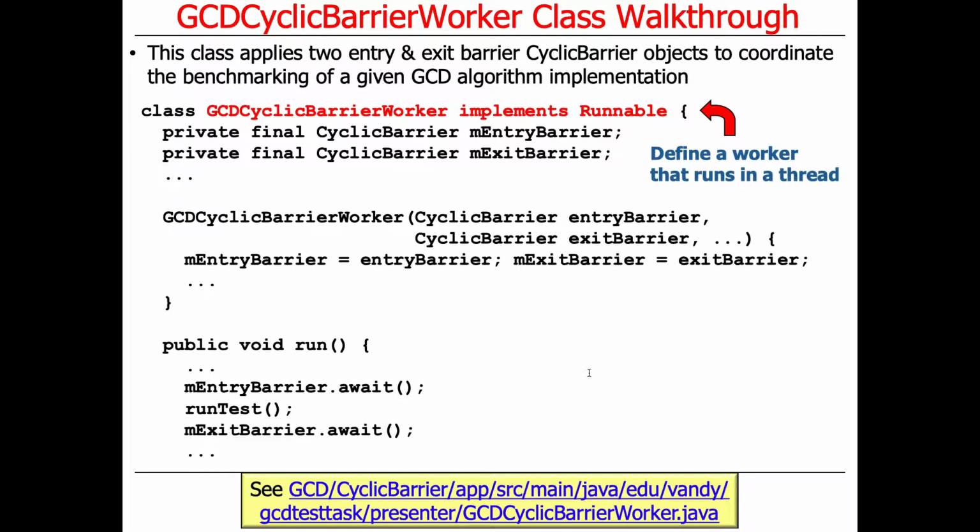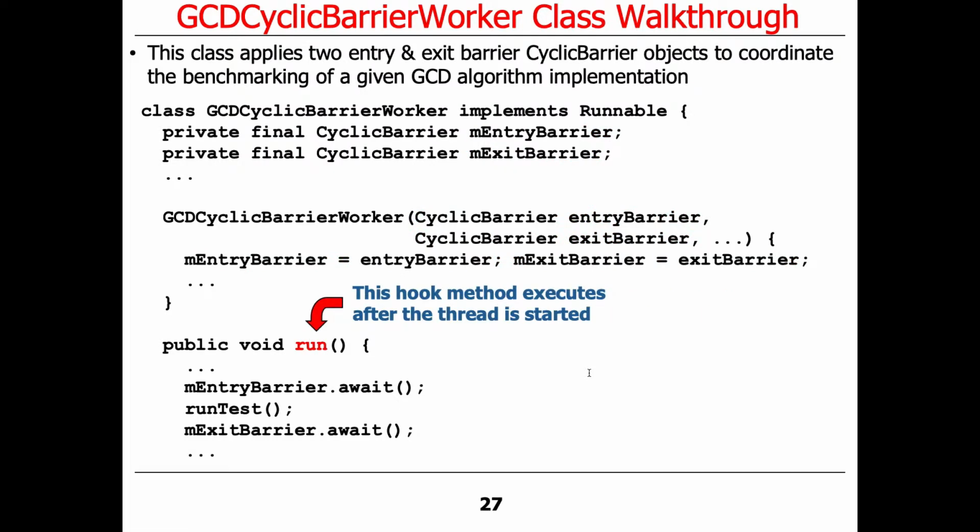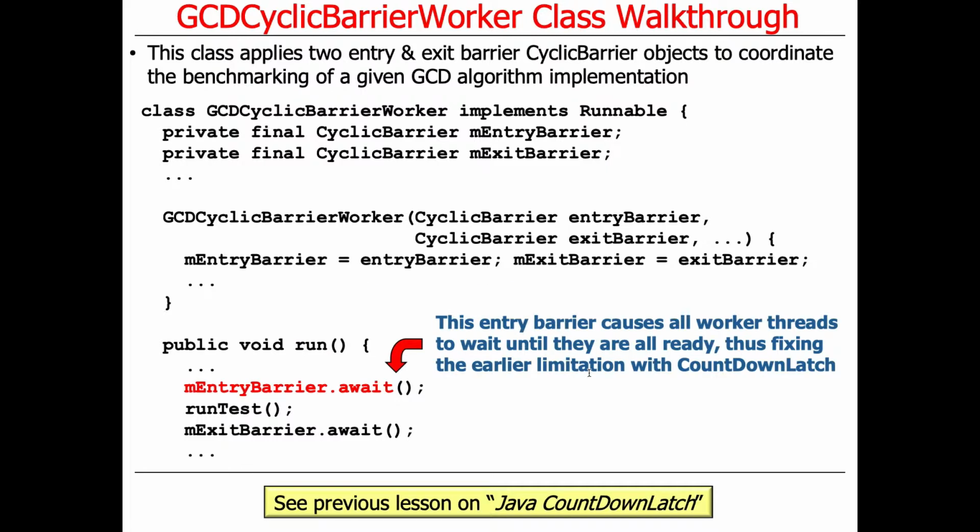So let's take a look at the actual cyclic barrier worker class. It implements runnable, so it can run in a thread. It stashes away the entry and exit barriers in local fields in the instance of the class. And its run method looks almost identical to what we had before, a little tiny different, but its behavior is somewhat different. So this is the run hook method that gets called after the thread is started. We call await, and this call will block until everybody else has called await. So what that means is that when the final thread calls await, at that point they all start to run at the same time, whereas before things could show up in different orders and they wouldn't be forced to wait. So this fixes the limitation we had with the countdown latch.